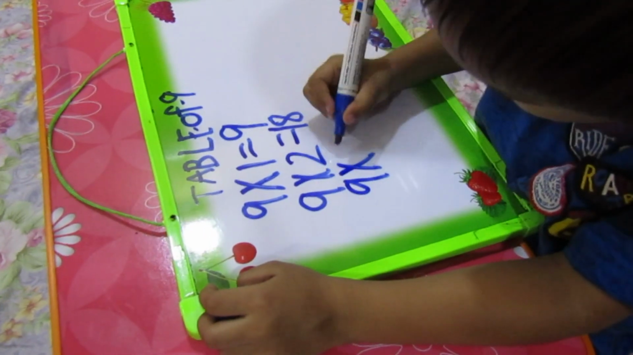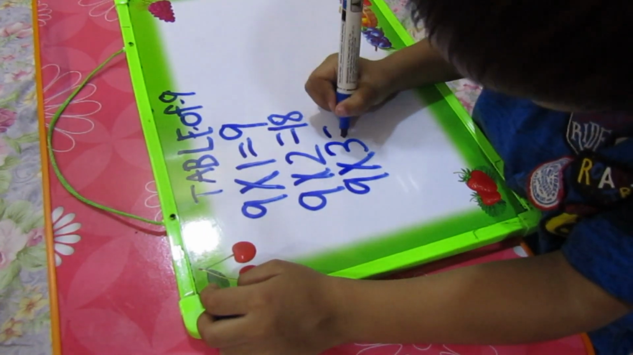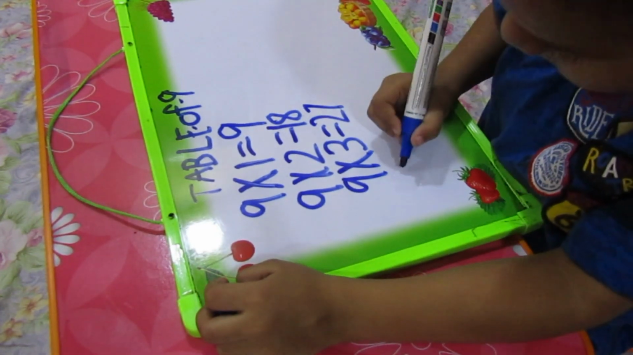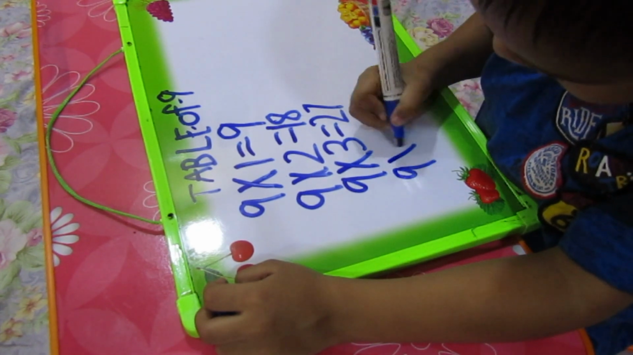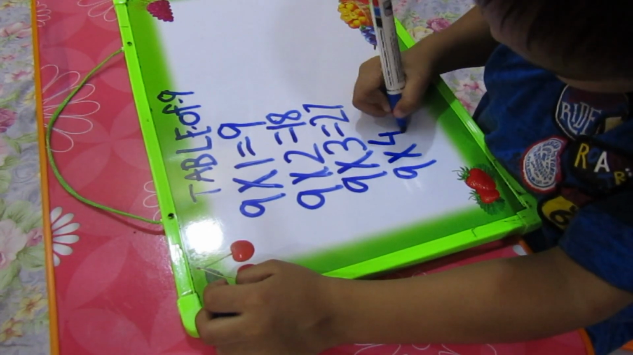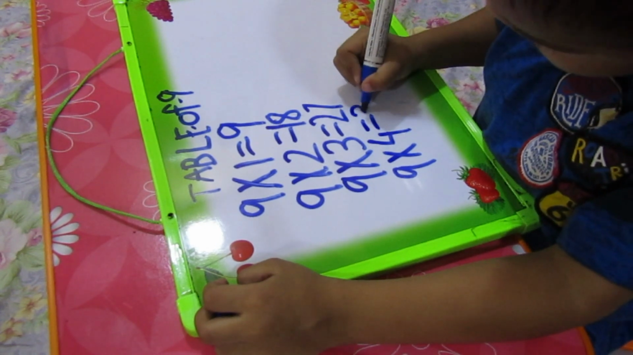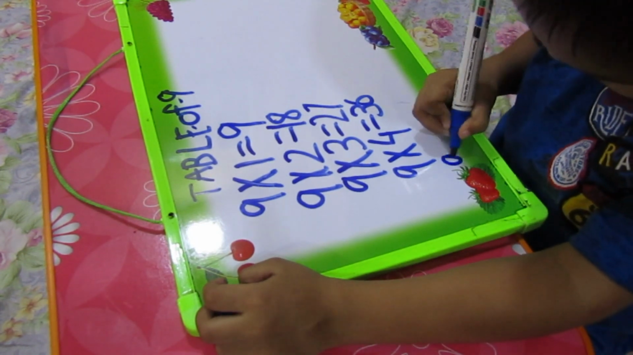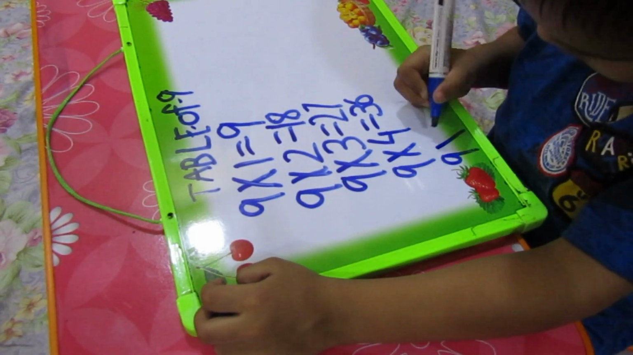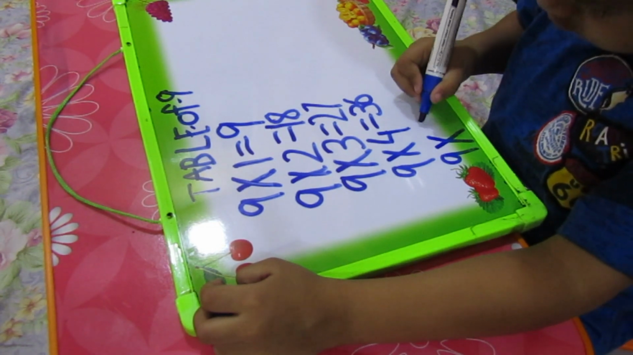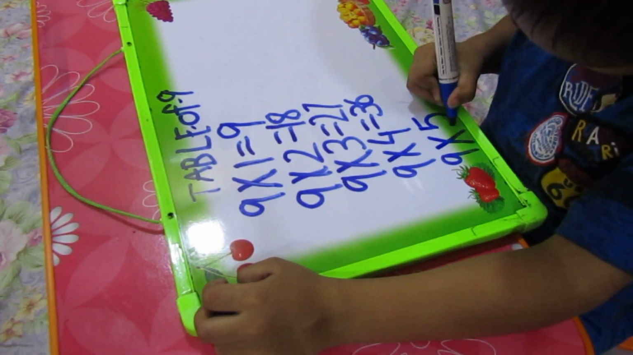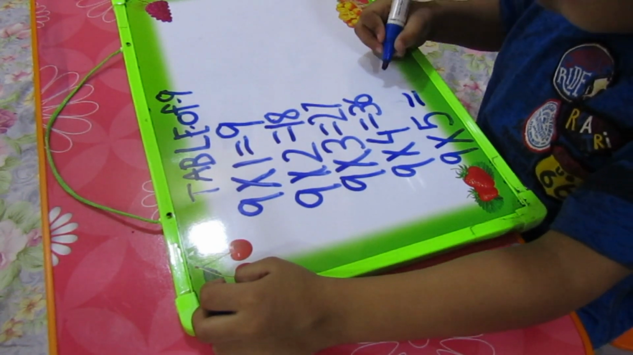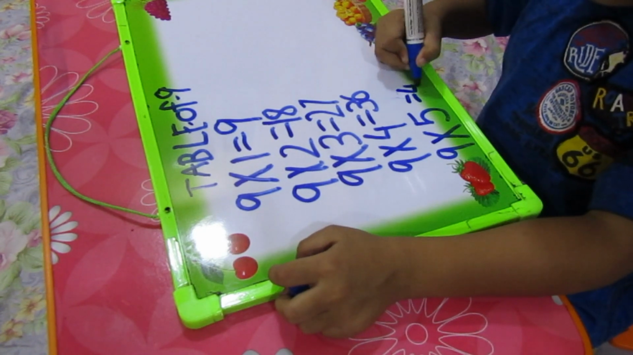9 times 3 equals 27. 9 times 4 equals 36. 9 times 5 equals 45.